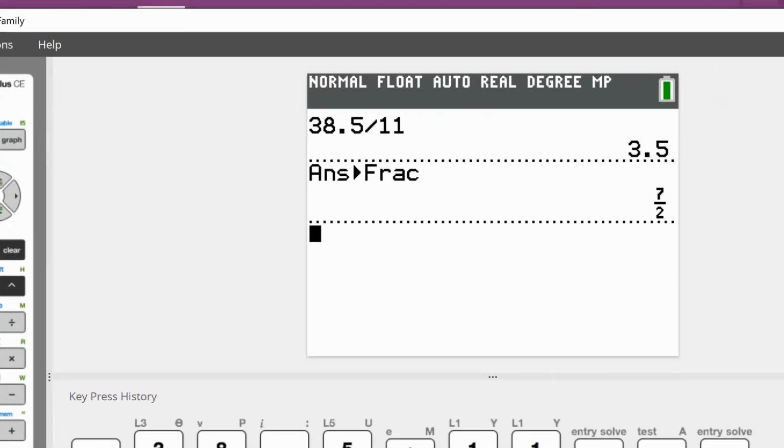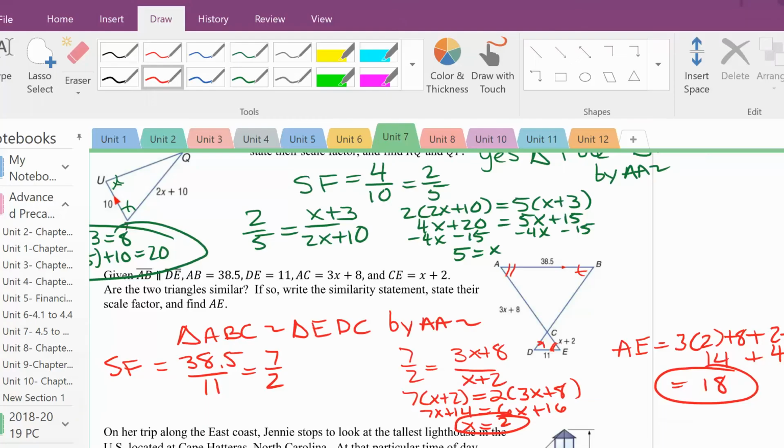Like that. So your calculator can do the reducing fractions for you. And then you take the 7 over 2 and set it equal to (3x + 8) over (x + 2) to find x. To find AE, which is the whole thing, you can either put the x in separately and just add it together like I did, and you get 18.